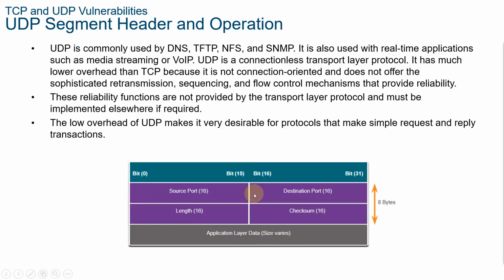So the low overhead of UDP makes it very desirable for protocols that make simple request and reply transactions. For example, using TCP for DHCP would introduce unnecessary network traffic. So if no response is received, the device resends the request.